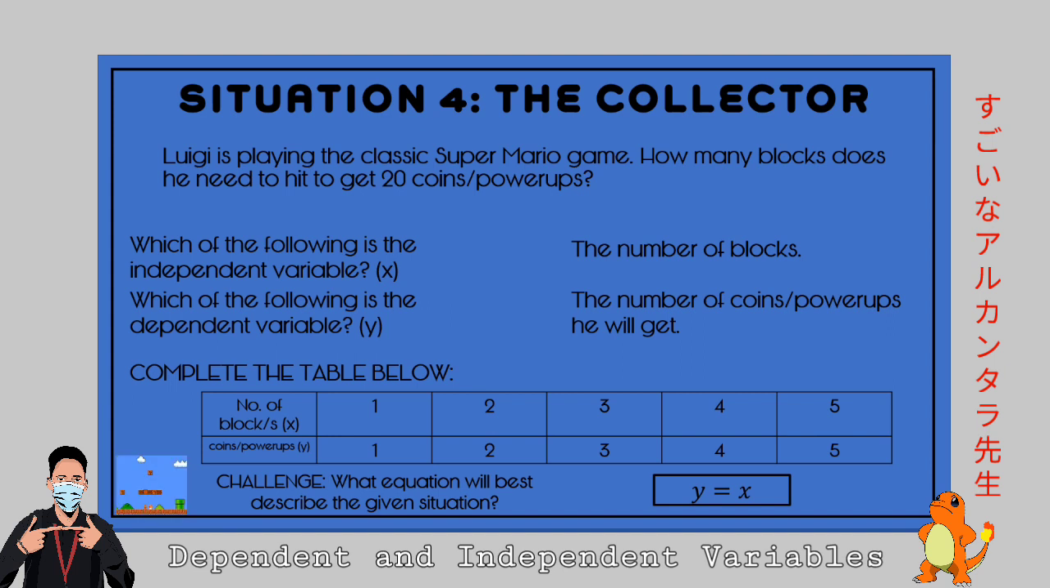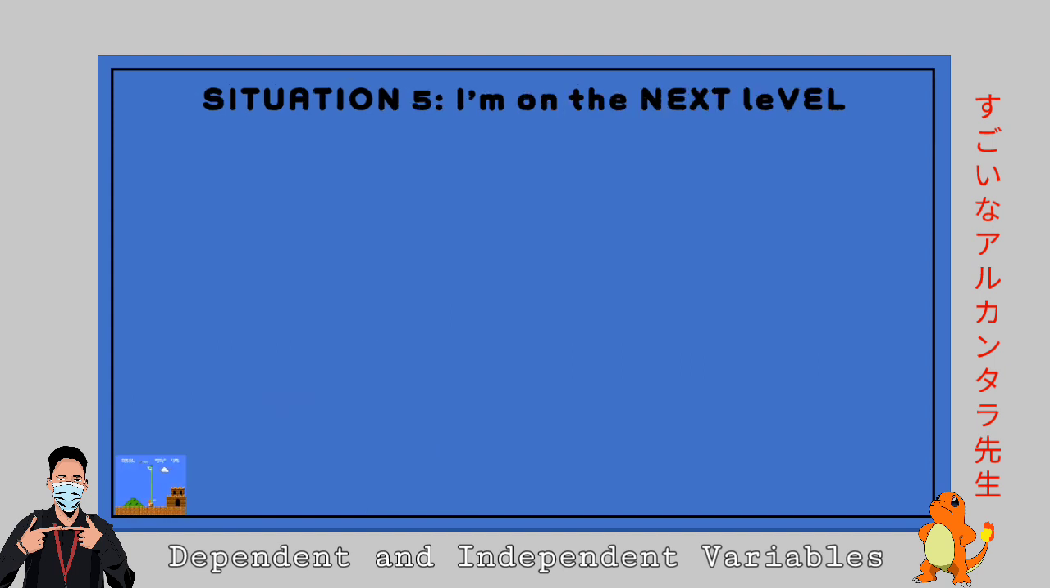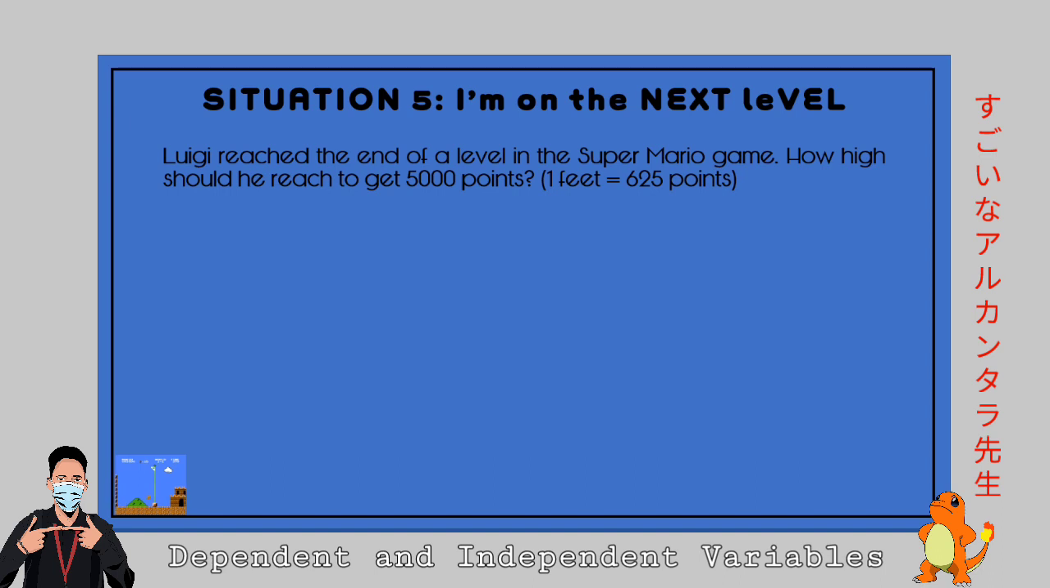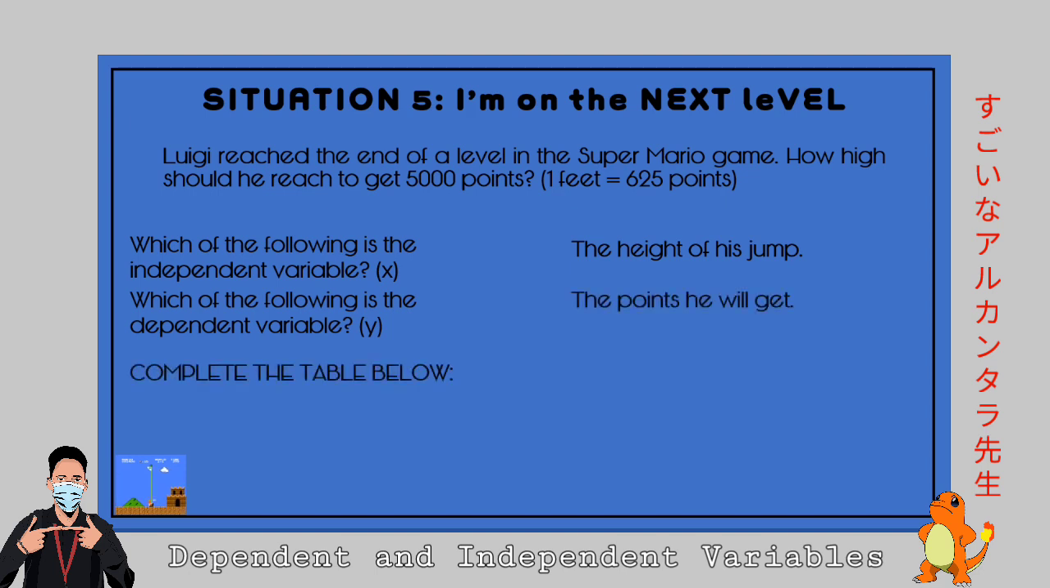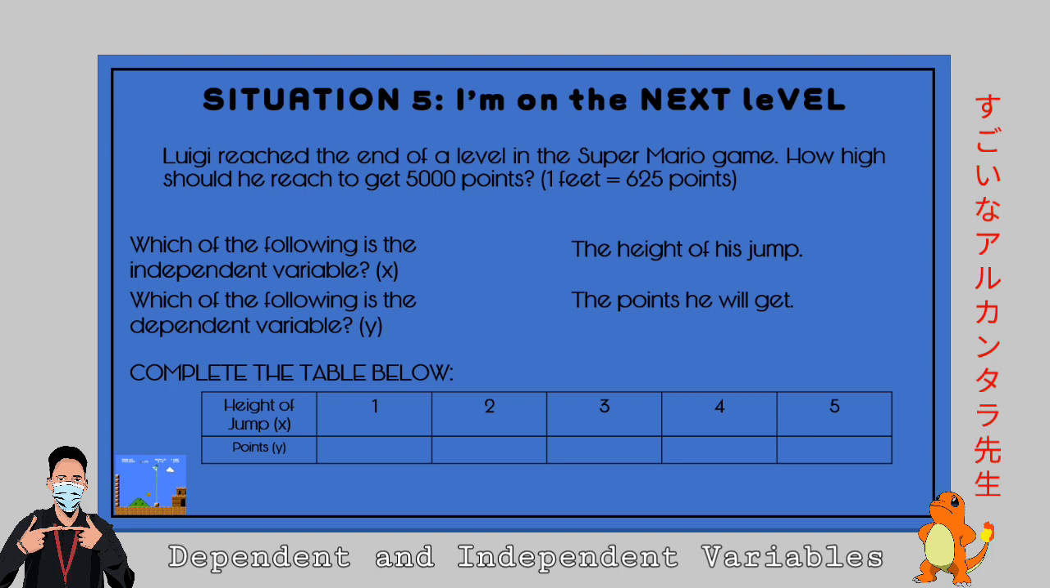Okay? And then lastly, situation number 5. I'm on the next level here. So Luigi reached the end of a level in the Super Mario game. And the question is, how high should he reach to get 5,000 points? So it is noted here that 1 feet is equal to 625 points. So again, our independent variable here is the jump, the height of it, and then the dependent is the points that he will get. So the height of the jump, let's say that the height is 1 feet. So based on the detail in the word problem, that's worth 625 points.